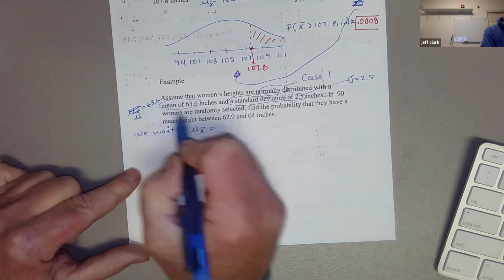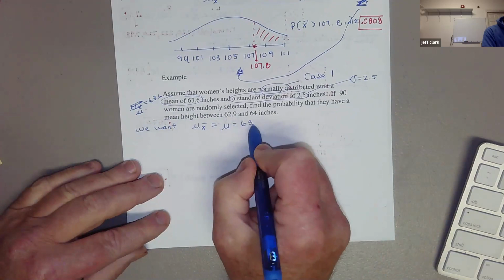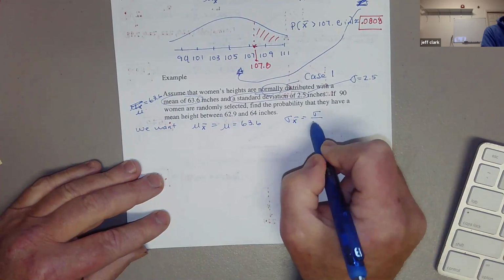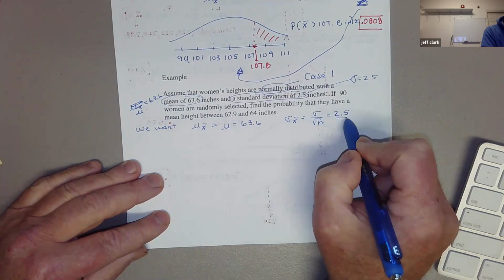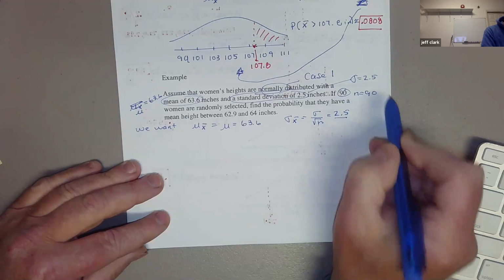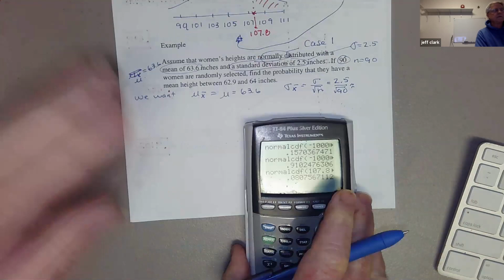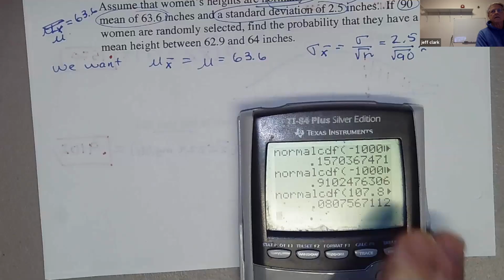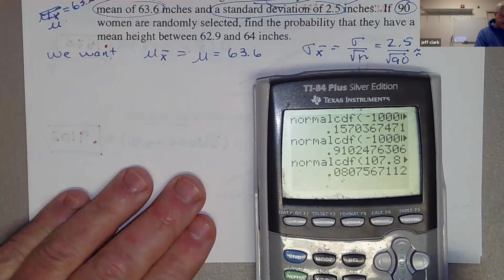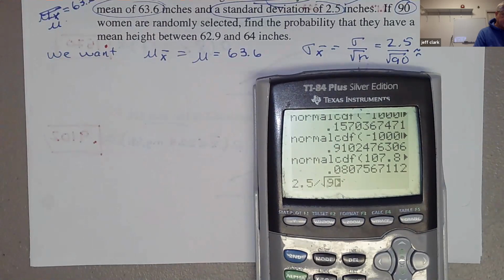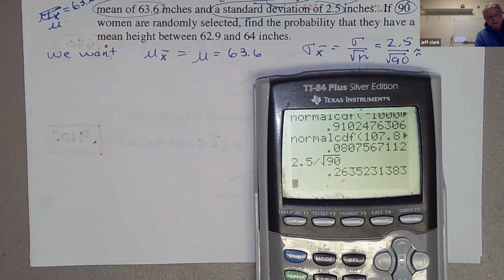So 63.6, but we want sigma sub x bar, which is sigma divided by square root of n, 2.5 divided by, let's see, 90. So n is equal to 90, nice sample size, bigger than 30. Good, that's the bigger the better. Take my calculator. Two point five divided by the square root of 90. So two decimal places for sigmas, four decimal places for probability. So I want two decimal places, 0.26.